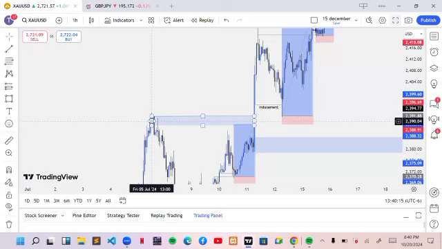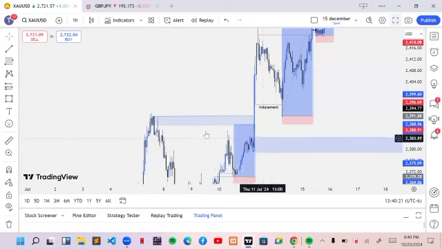The point of interest needs to not have been tapped before. This is the other block right here. This is our breaker block. The breaker block has not been tapped. The other block has not been tapped. Both of them are valid to be used as entry.